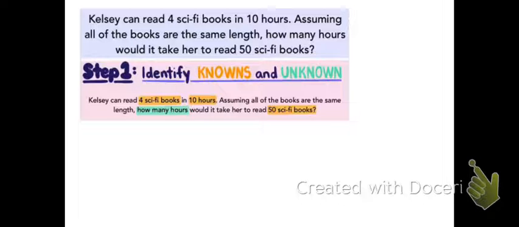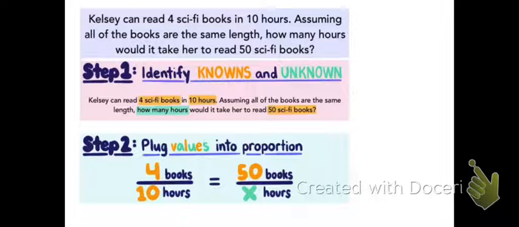Look at the labels here. We have 4 sci-fi books, 10 hours. How many hours? 50 sci-fi books. Whenever you have 3 numbers and you're asked for the 4th number, more than likely you need to use a proportion. So after you identify the knowns and the unknowns, you plug the values into a proportion.